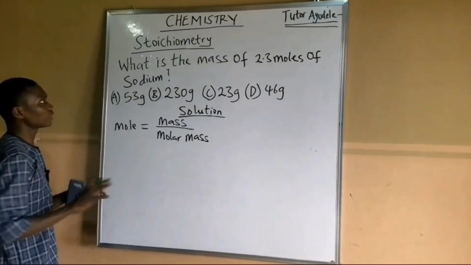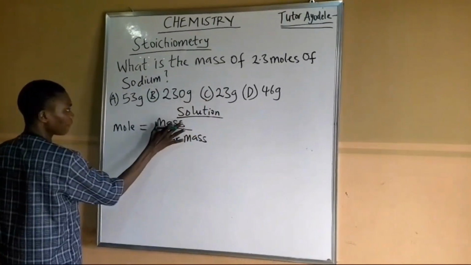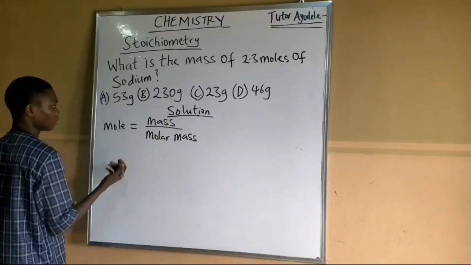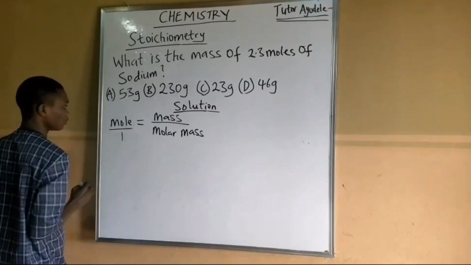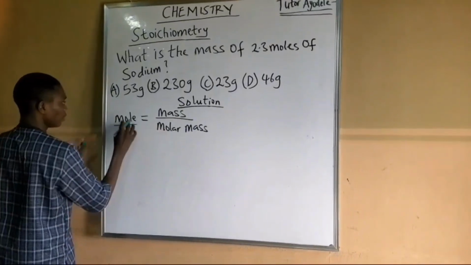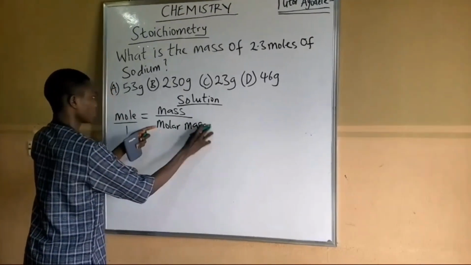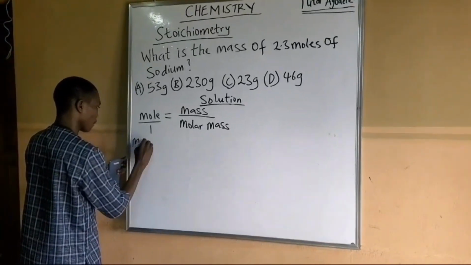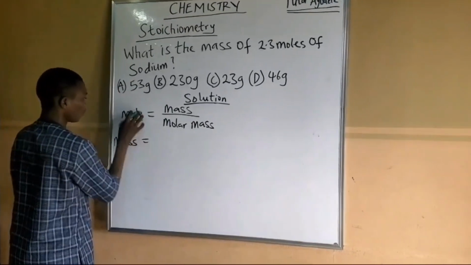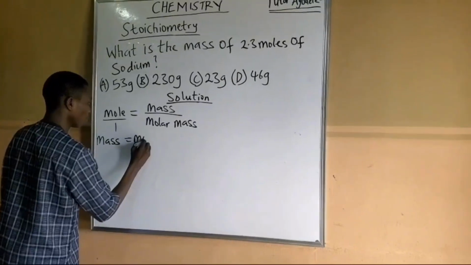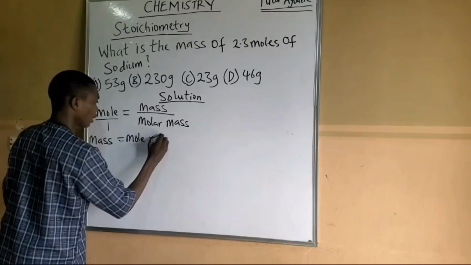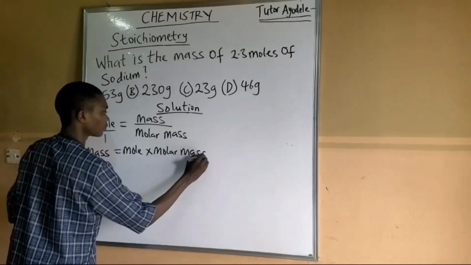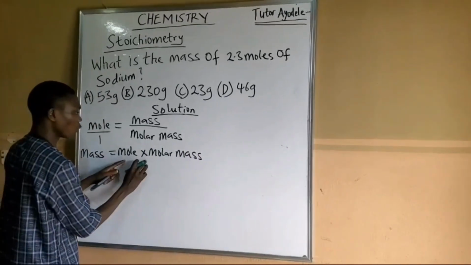But what you are actually calculating is what? Mass. So you make mass the subject of the formula. That is the same thing as this over 1. You cross multiply. Mole times molar mass. Mass times 1 is still mass, equals mole times molar mass. So mass is equal to mole times molar mass.